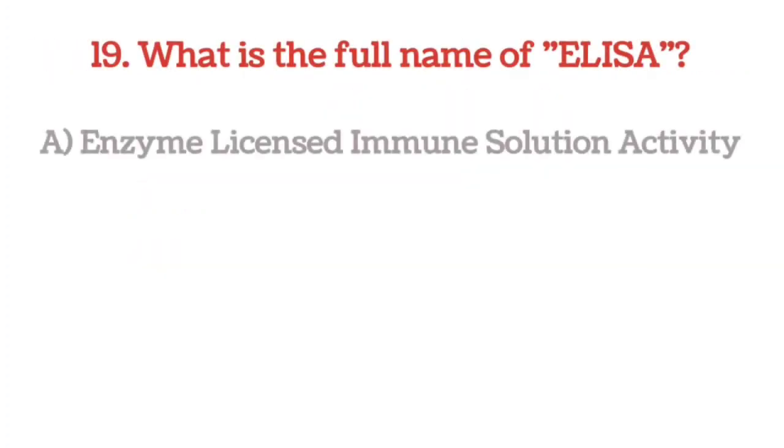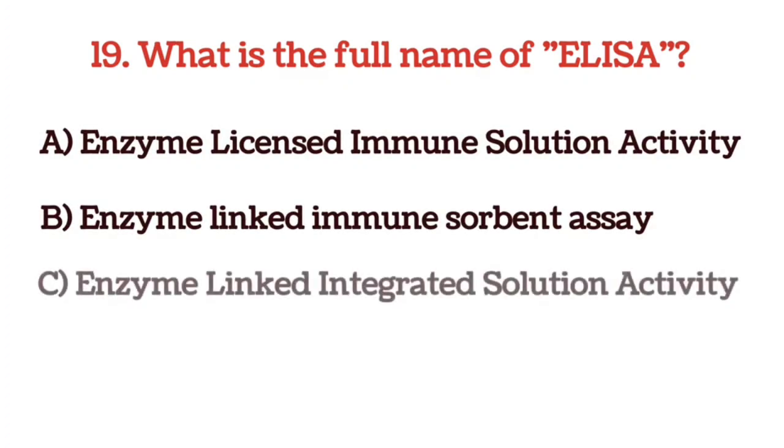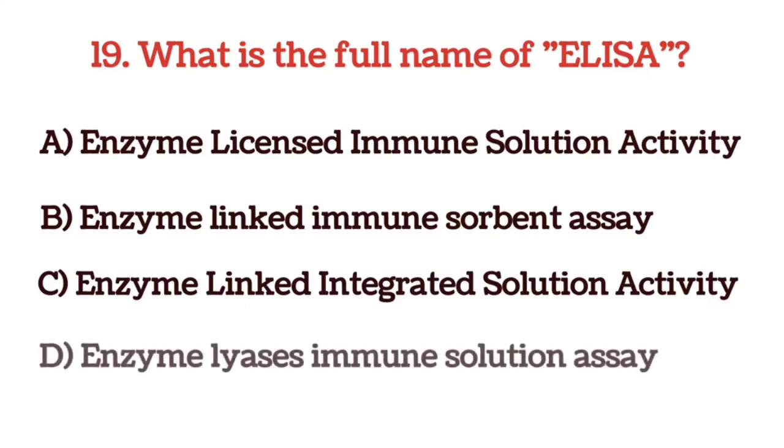What is the full form of ELISA? The options are enzyme license immune solution activity, enzyme linked immune sorbent assay, enzyme linked integrated solution activity, and enzyme lysis immune solution assay. And the correct answer is option B, enzyme linked immune sorbent assay. It means ELISA.